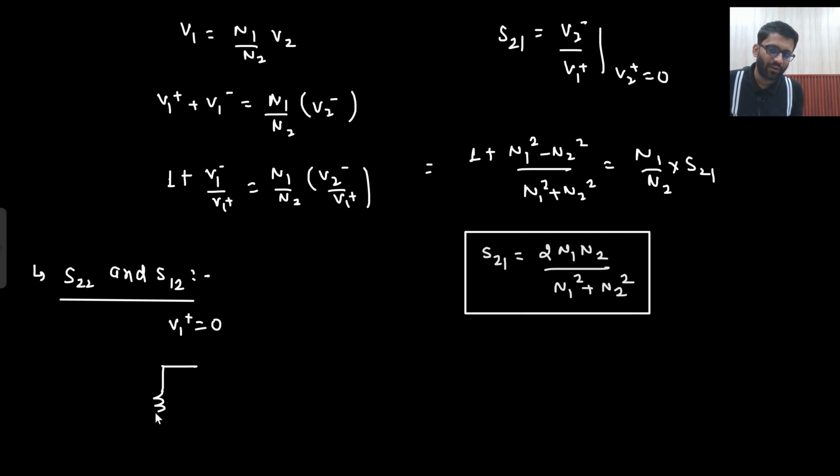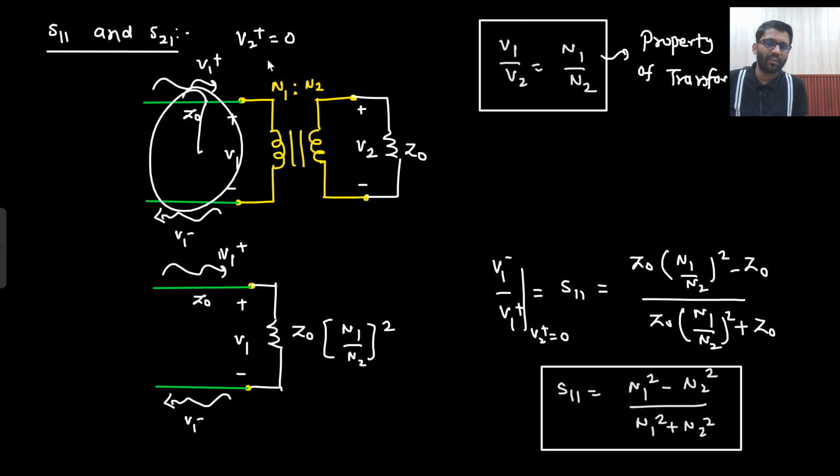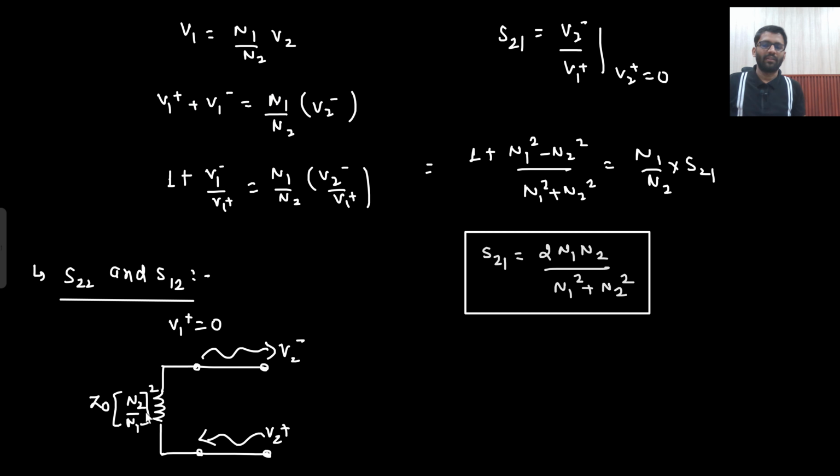Basically, the Z naught will be referred to the input side, and here we have the transmission line. On this transmission line, V2 plus is incident, and V2 minus is reflected back. What will be the value of this impedance? This impedance will be Z naught into N2 by N1 whole square. Why is that so? Because Z naught is being referred to this side. All these concepts would be clear if you are good with this concept. So now this is Z naught.